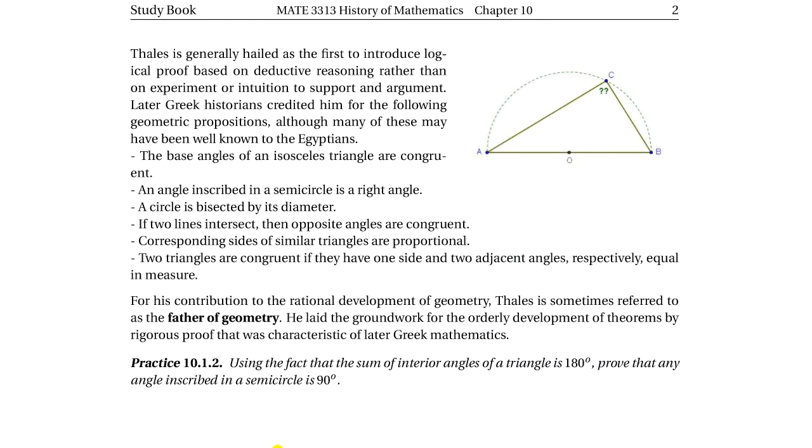What Thales did was that he was the first person to introduce logical proof in math, and nowadays we really follow his method, right? He actually proved many things, and one of the famous ones is this one: the angle inscribed in a semicircle is a right angle.